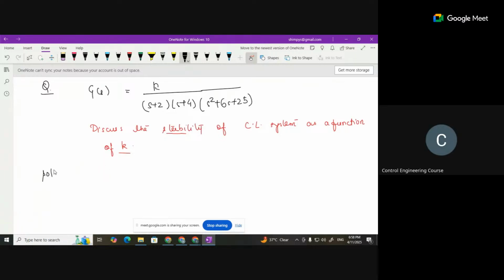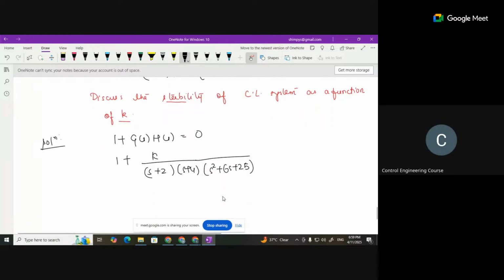So if I see the solution here, what will be the characteristic equation? You were right for the stability part, but then for function of K, you have to form the array, right? So this is equal to 0, unity feedback. So H(S) is 1, fine. So 1 plus K by (S plus 2)(S plus 4)(S square plus 6S plus 25). Fine. So see what you will get on solving this.